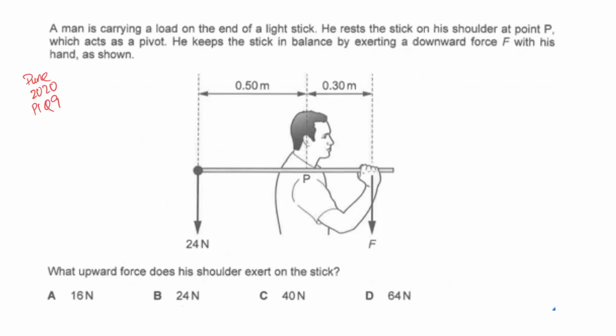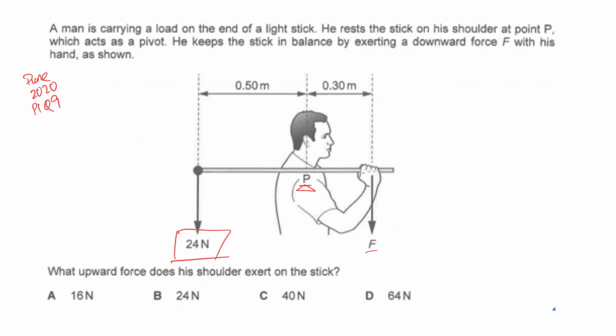This question is on turning effect of forces. You are given that the man is holding on to a light stick. One end of the stick is connected to a load which is 24 Newton, and it's resting on the shoulder. So P will be acting as a pivot, and you support the whole stick with a force here using your right hand. Now, since there's no mention about the mass of the stick, you can treat it as weightless.